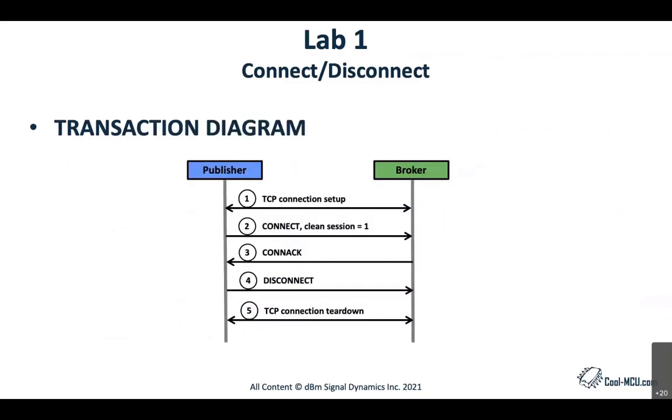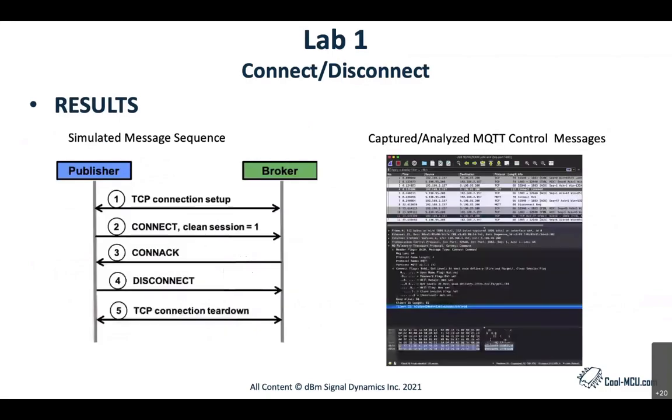The most basic MQTT client operations are to connect and disconnect from a broker. This is depicted in the transaction diagram shown here. You will be simulating this transaction diagram using an MQTT.fx publisher client that's running on your PC that connects, then disconnects from the public Mosquitto MQTT broker. Successful completion of this lab exercise results in a Wireshark capture of the packets in the simulated message sequence.